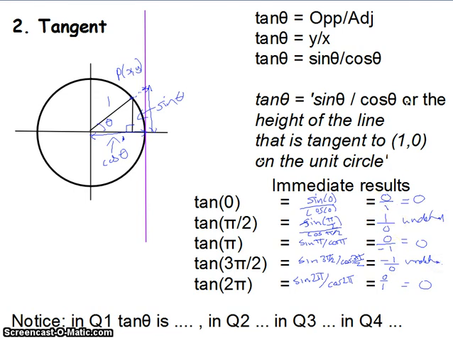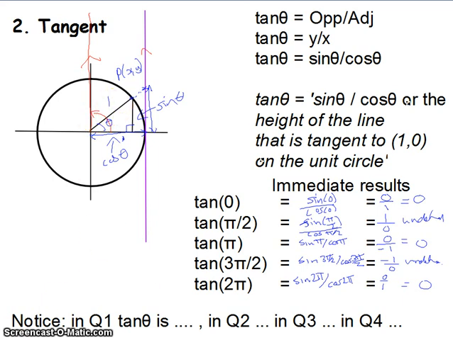Now this makes sense if you have a look at what this means in terms of the height on that line. As theta becomes pi over 2, or 90 degrees, you end up with a line that goes straight up there. This line is going to be parallel to that line, and is never going to touch it. So there is no point at which that line is going to intersect with that line. So there is no tangent value. There is no number that we can associate with tan of 90.